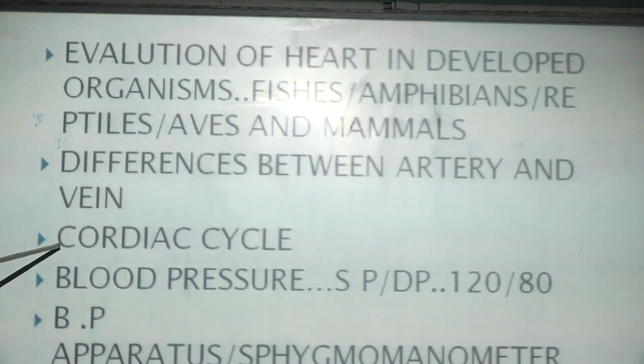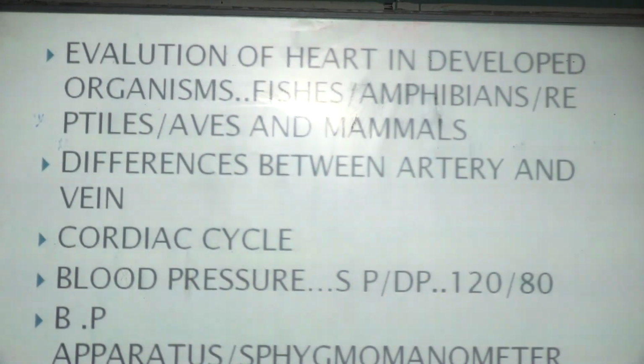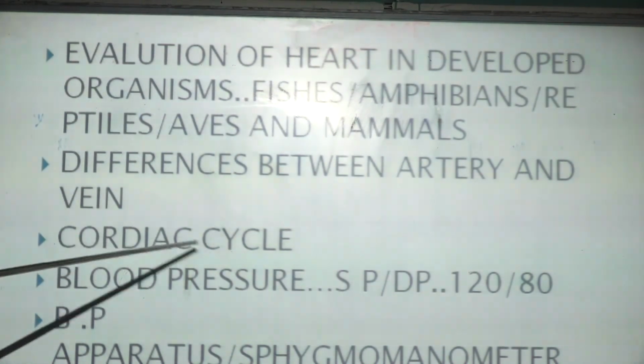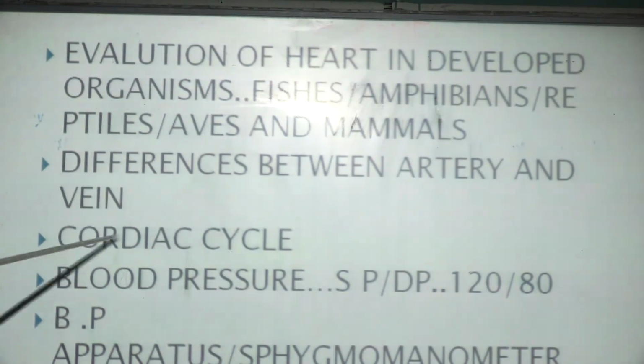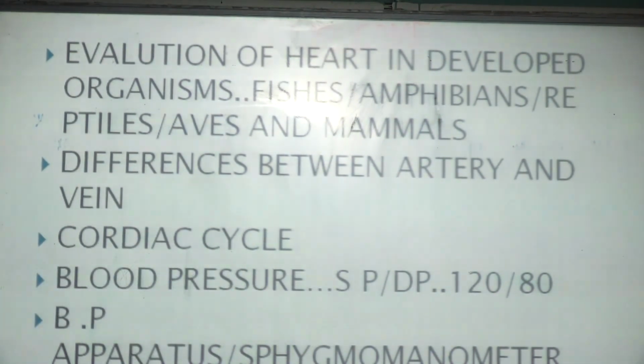And cardiac cycle. In the textbook itself, 2 pages are there to explain this cardiac cycle. We can simplify this cardiac cycle into 3 steps. The first one is auricular systole, the second one ventricular systole, the third one ventricular diastole. You can write 3 side headings and 2 points each, and that means you can get a complete answer for this cardiac cycle. I would like to repeat this once again. The cardiac cycle has 3 steps: auricular systole, ventricular systole, and ventricular diastole.